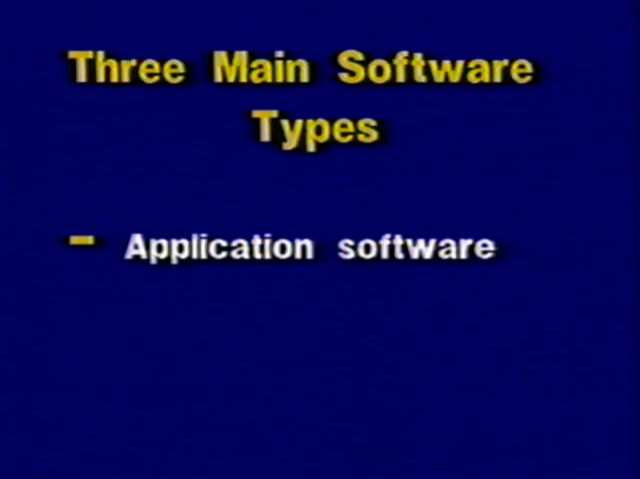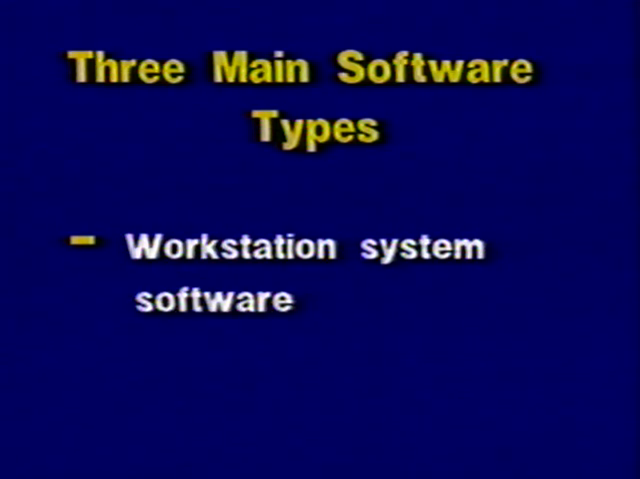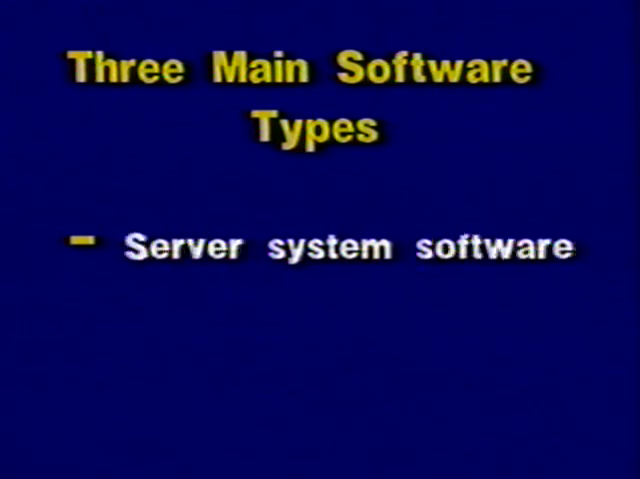Okay? The next type of software is workstation system software. This software includes the operating system. We're going to define operating systems for you in just a minute. But it includes the operating system software and software for interfacing with the local area network. And then finally, we're going to direct our attention to server system software. This software also includes the operating system and the software for interfacing with the LAN, but the software that we find on a server has responsibilities and duties that are significantly different from what we might find on a workstation.